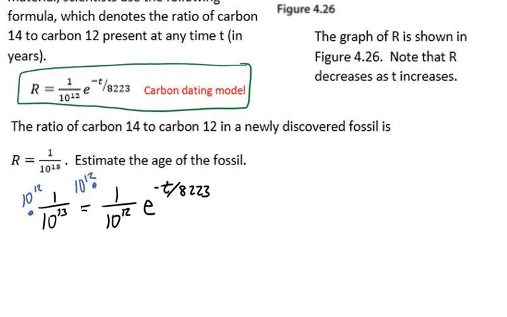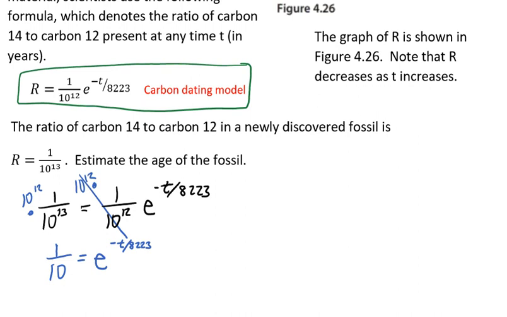So from here, we're going to multiply both sides times 10 to the 12th to get that 10 to the 12th to go away. And that's going to give us, because there's 10 to the 12th on the top and 10 to the 13th on the bottom, there's going to be a 10 left on the bottom. So 1 over 10 equals e raised to the negative t divided by 8,223.